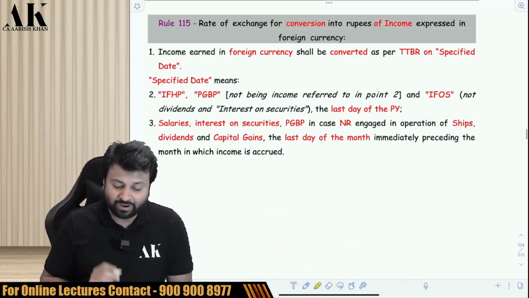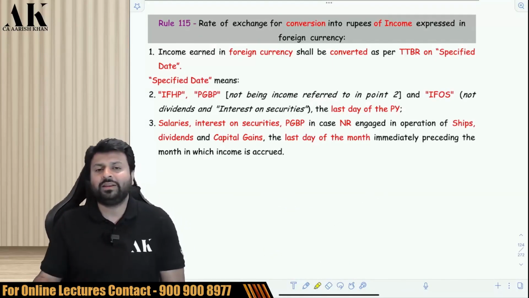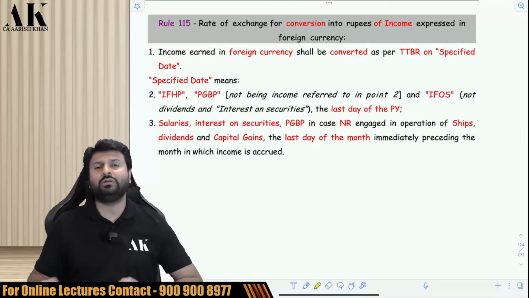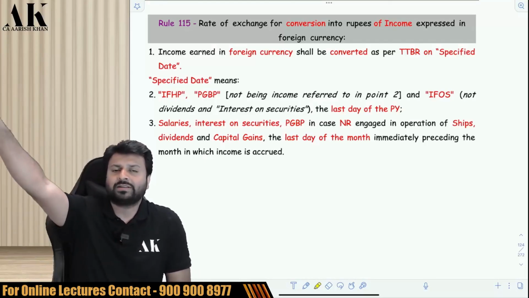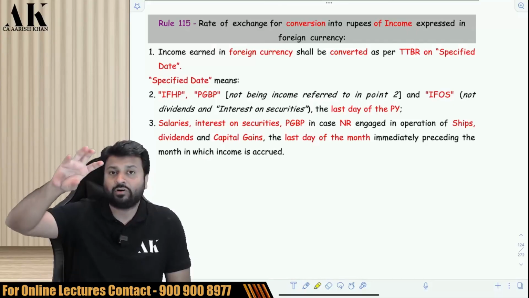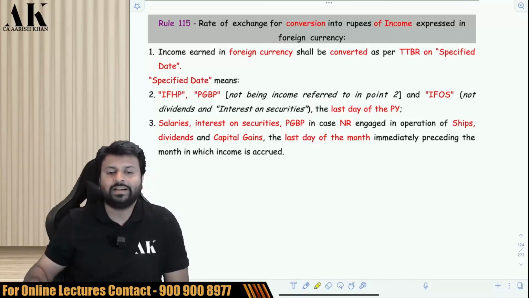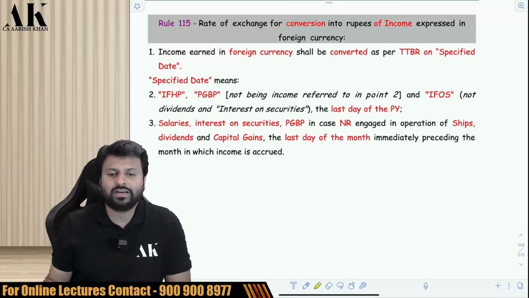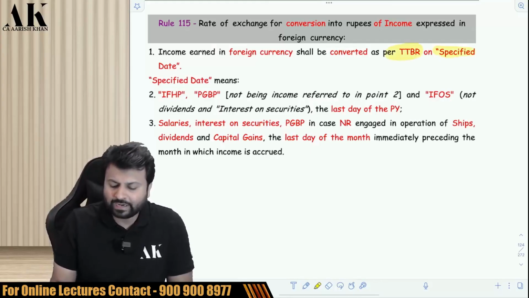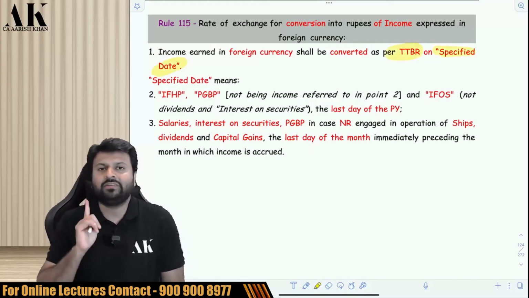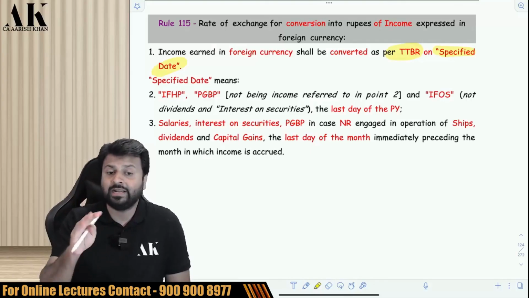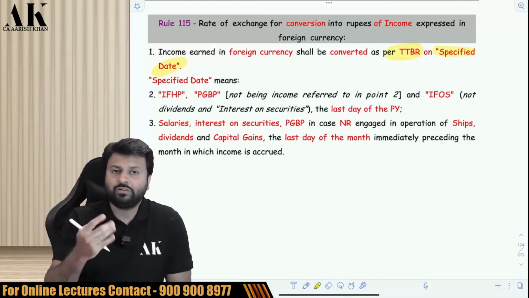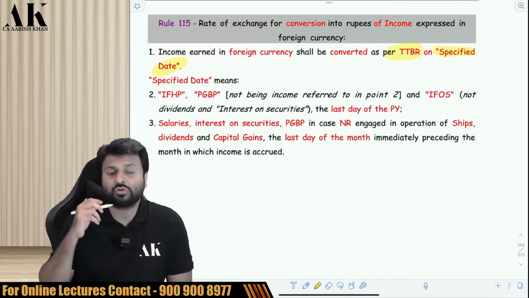Now, let's talk about one last thing which is very, very important. That is Rule 115. What is Rule 115? Suppose any person is earning some income outside India in foreign currency, then how will you convert that into rupees? You have to take TTBR on the specified date. You have to take the telegraphic transfer buying rate on the specified date. What is the specified date? Now we have to see the specified date depending upon the source of income.